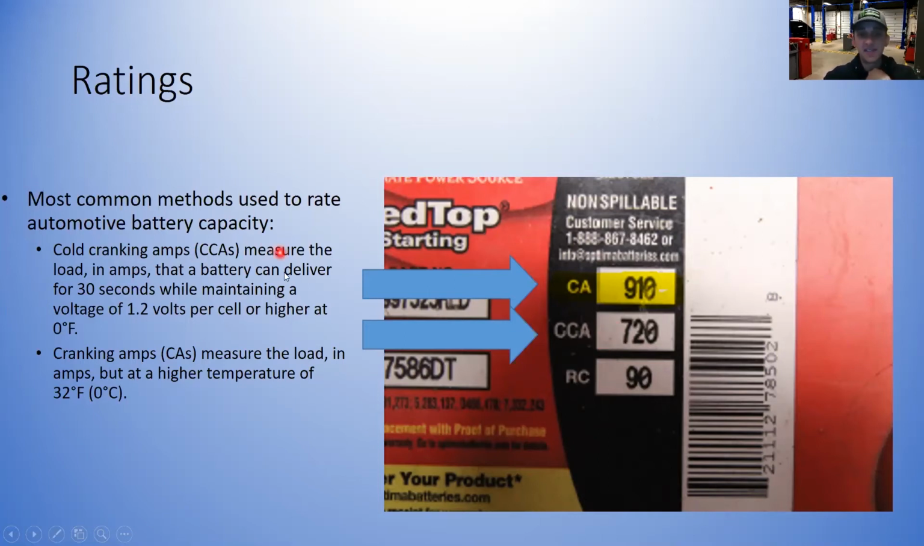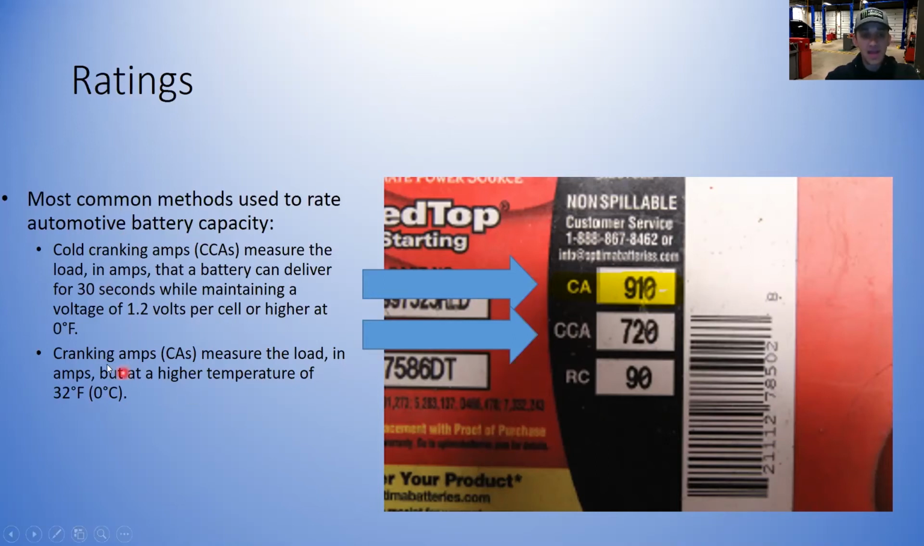So cold cranking amps, or CCAs, measure the load in amps that the battery can deliver for 30 seconds while maintaining a voltage of 1.2 volts per cell or higher at 0 degrees Fahrenheit. So when they test this at 0 degrees Fahrenheit, you crank this battery for 30 seconds. That is telling you that this battery can deliver 720 cranking amps for 30 seconds at 0 degrees and keep each cell at 1.2 volts or higher.